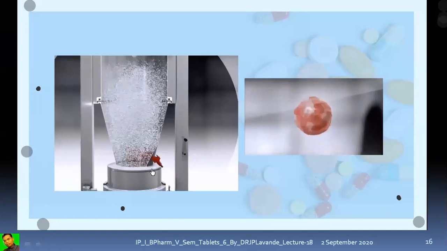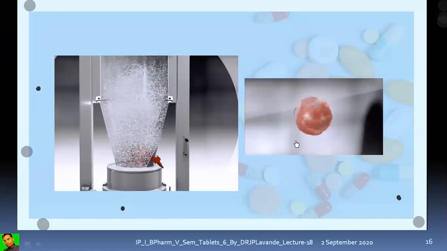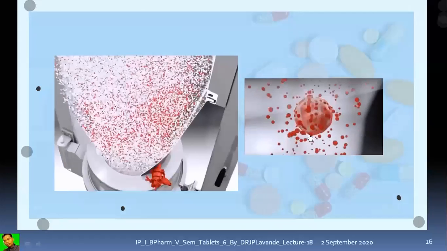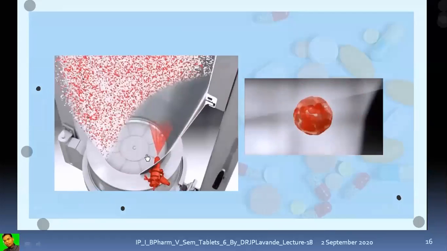You can see there is a spray assembly from this side, and let us assume that this is the material which is to be coated, right? So air is injected from the bottom, and as a result the material in the perforated basket gets coated. Air and coating spray guns plus filter bags.